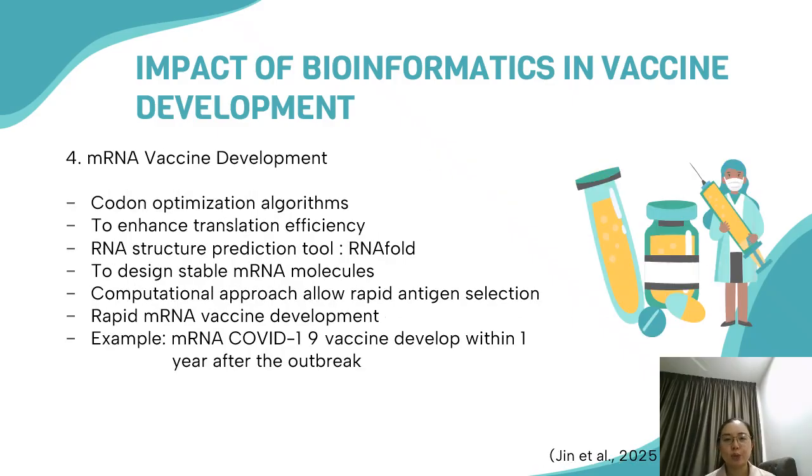Bioinformatics also plays a central role in mRNA vaccine development. The codon optimization algorithm is designed to help select the best codon to enhance translation efficiency in the cell, ensuring a high antigen expression. The RNA structure prediction tool RNAfold is used to design stable mRNA molecules to improve protein translation efficacy. All these computational approaches allow rapid antigen selection, thus contributing to rapid mRNA vaccine development. With the help of bioinformatics, the mRNA COVID-19 vaccine was able to be developed within 1 year after the outbreak.